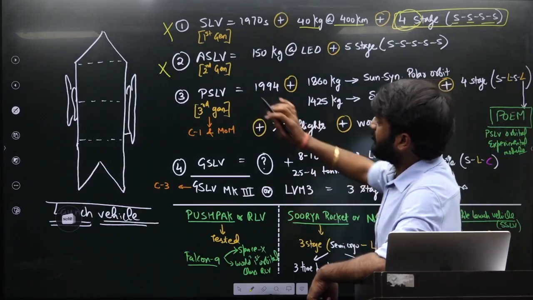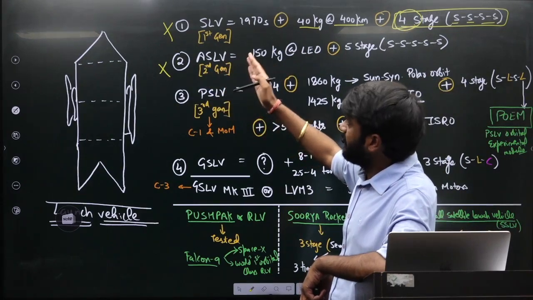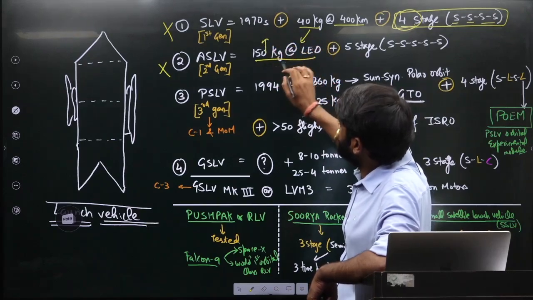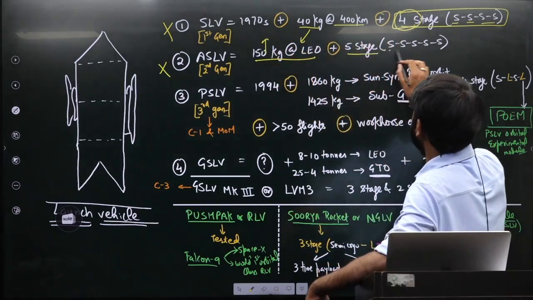Similarly, we have the ASLV, augmented satellite launch vehicle, second generation, 150 kgs. The weight was increased in the low Earth orbit. 5 stages were there, all were solid.